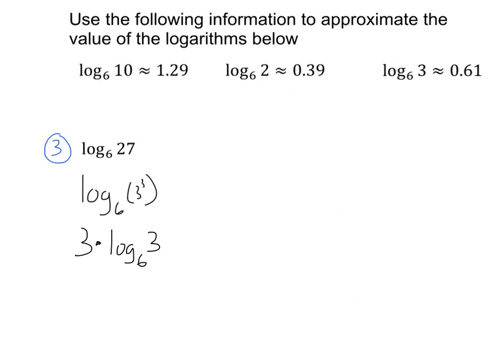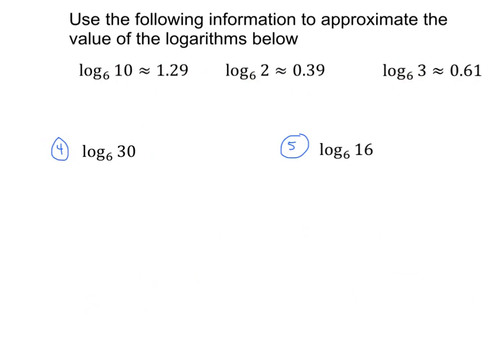And now I can use this fact here, that log base 6 of 3 is 0.61. So log base 6 of 27 would be equivalent to 3 times 0.61. And 3 times 0.61 is 1.83, if you multiply that out. So this right here, 1.83, is our approximation of log base 6 of 27.